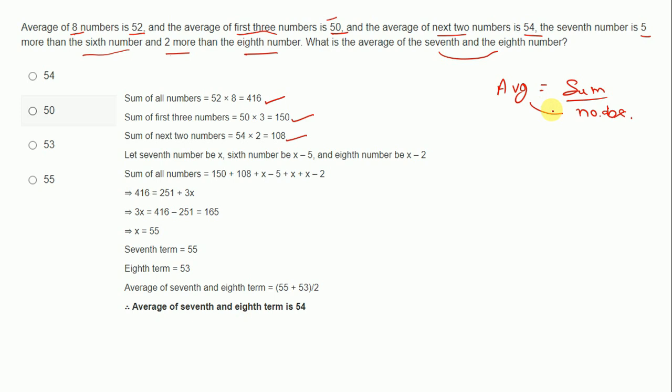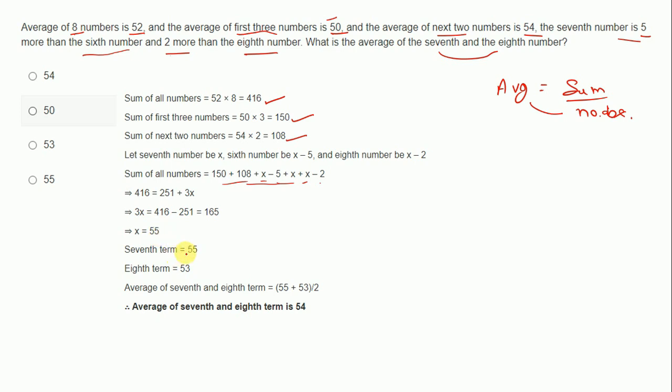Now let the 7th number be x, the 6th number be x minus 5, as it is given here, and the 8th number is x minus 2. The sum of all numbers will be the first 3 numbers, then 2 numbers, then these. This will be equal to the sum of all numbers, which is given to us as 416. That is, 416 will be equal to 251 plus 3x. Now 3x will be equal to 416 minus 251, which is 165, and from here we calculate the value of x, which will be equal to 55.